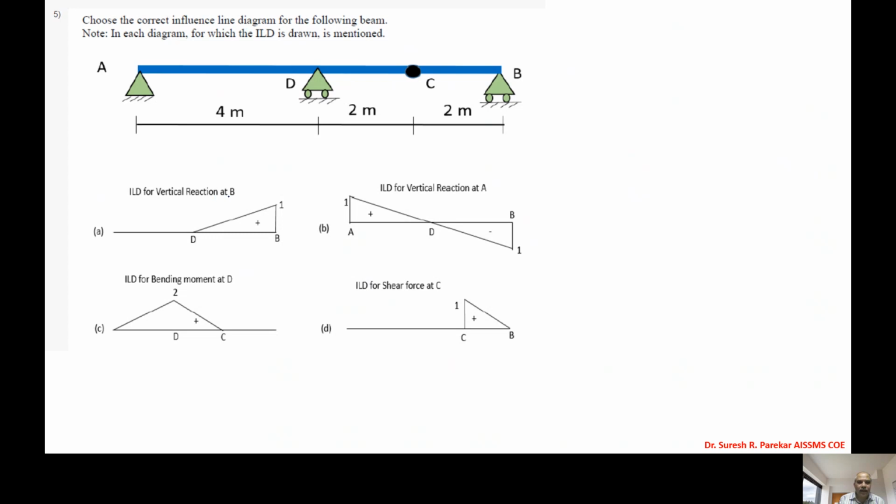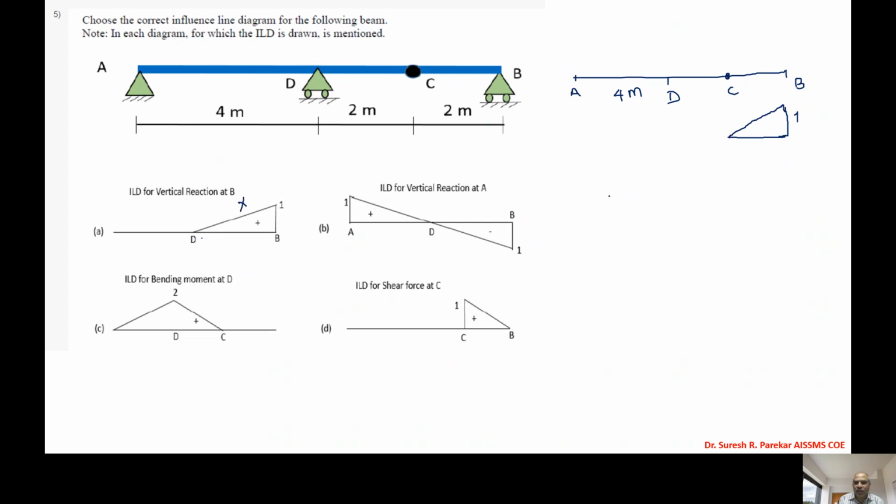Now, reaction at B. If we draw the ILD for reaction at B, it will be in this fashion. This is A, then we have D at 4 meter, then we have C over here, and then we have B over here. So the ILD for reaction B is in this fashion. This is not correct because D is given, so this is wrong.